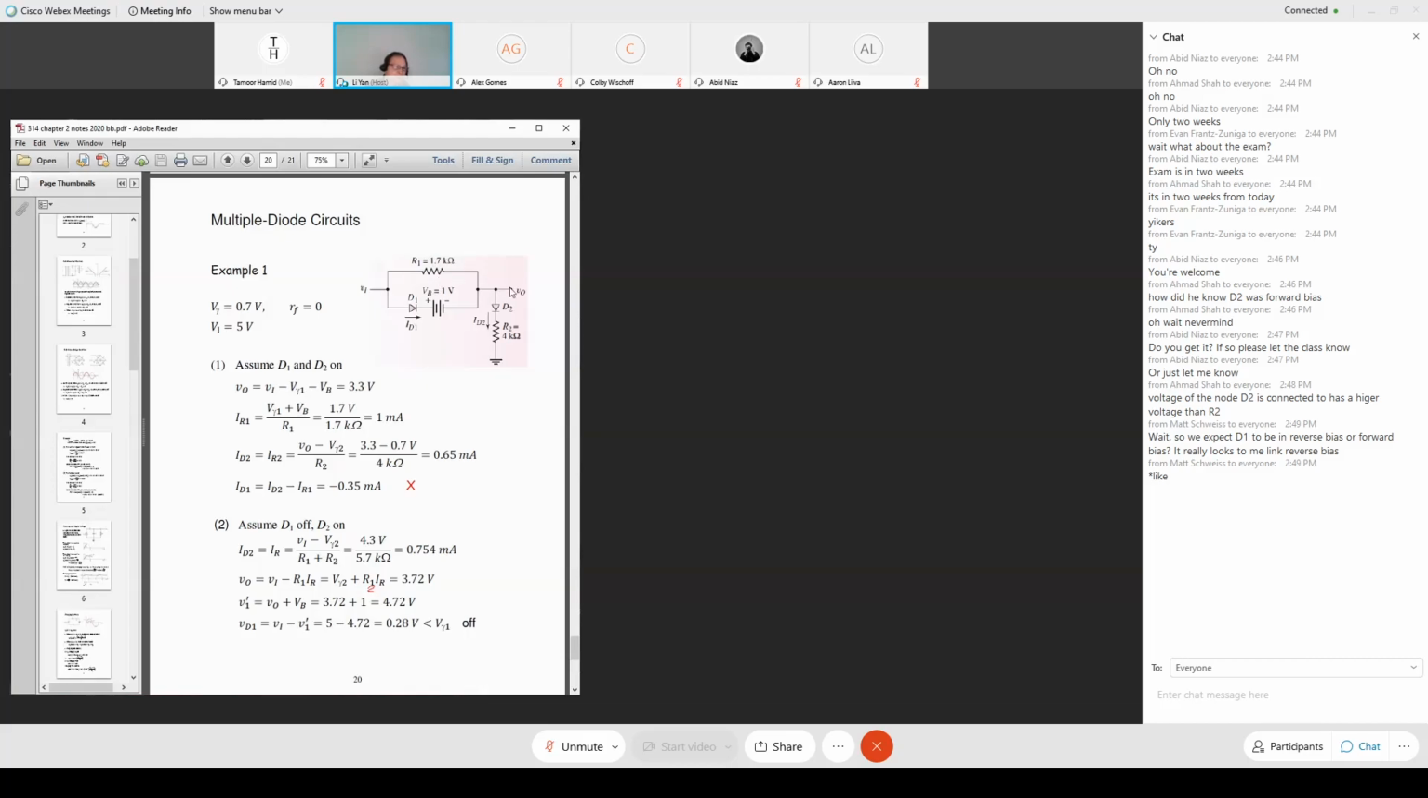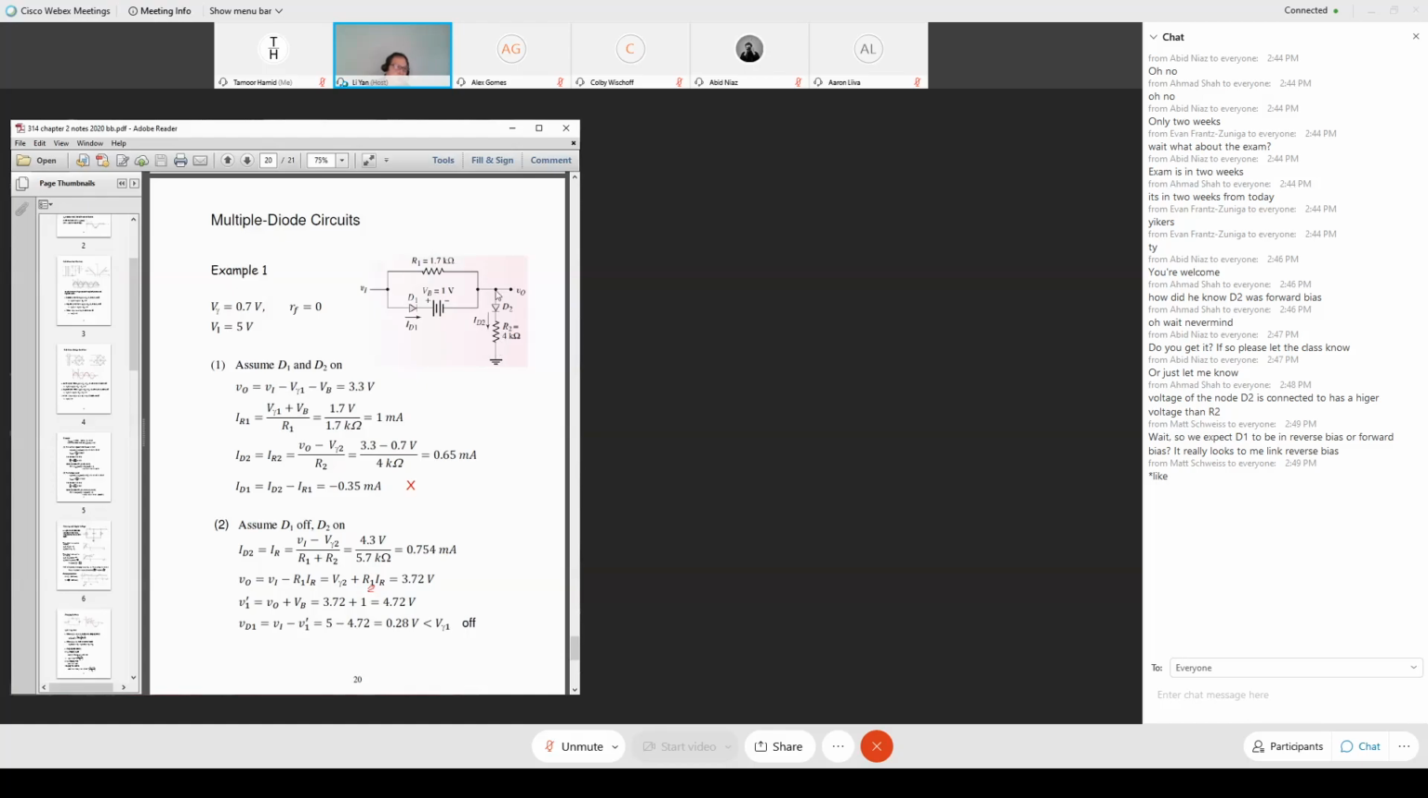And next, I want to find out what's the current in this branch. So in this branch, the current is labeled as ID2. I also call it IR2, this IR2. So ID2 is the same current as IR2. How do you calculate this branch current?